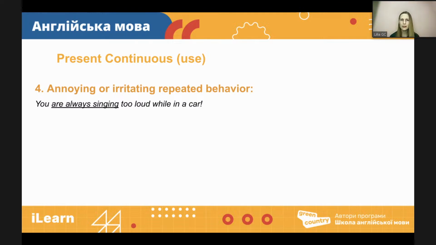You're always singing too loud while in the car. Like, I hate it. But if I enjoy it, I would say you always sing too loud. Present simple there.